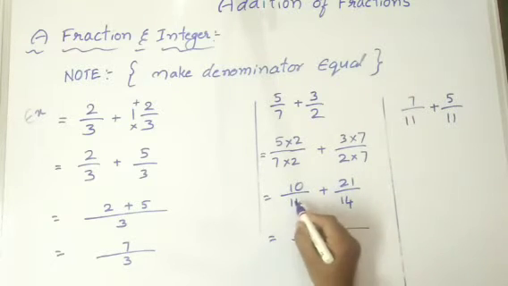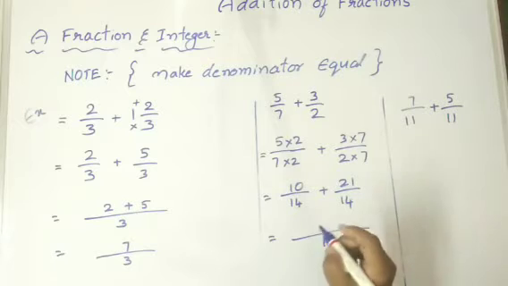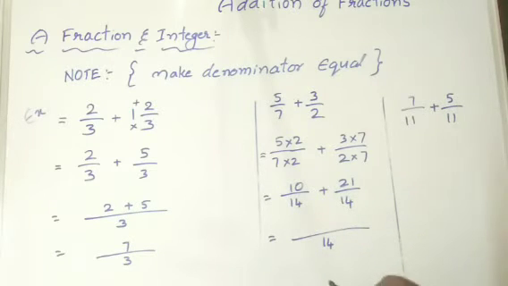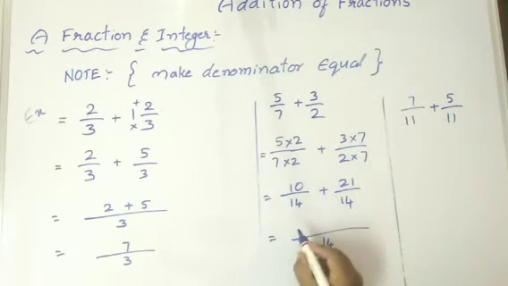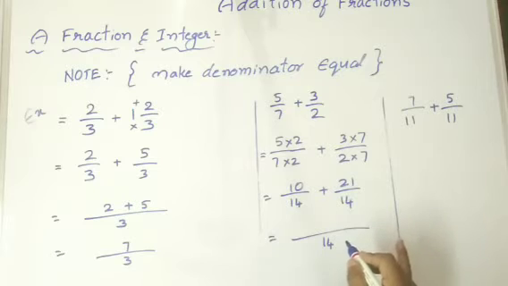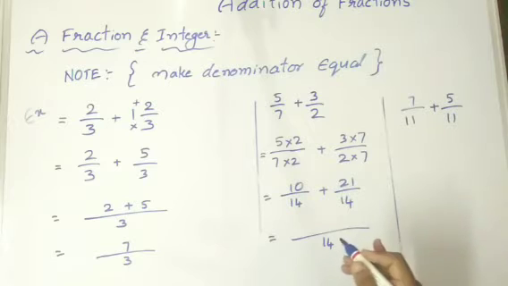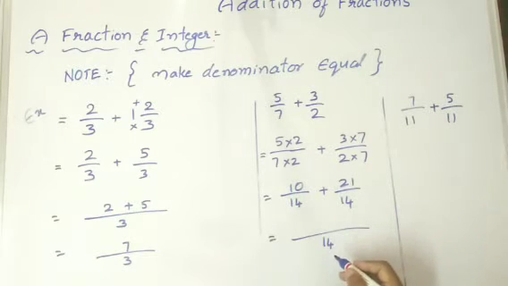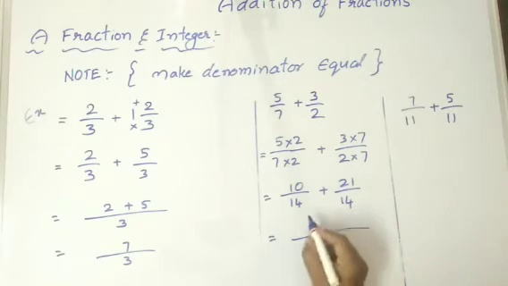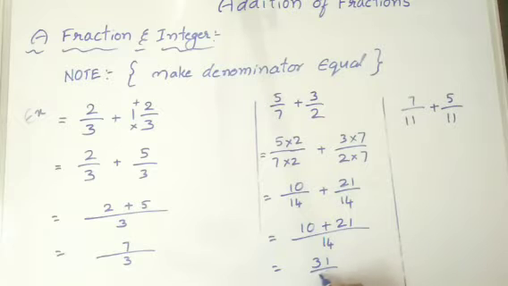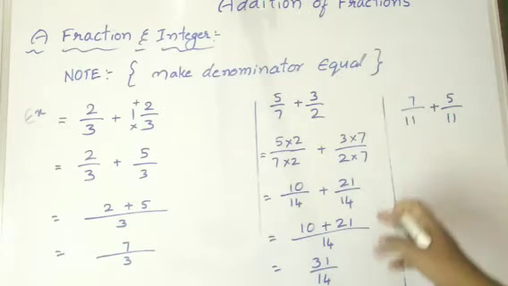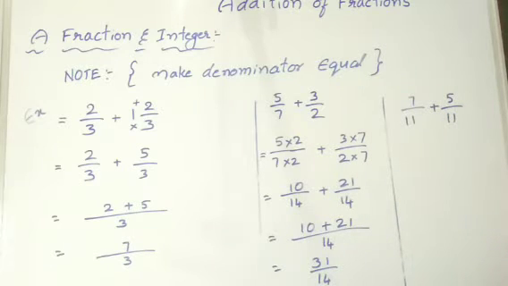See, now the denominators are the same, so I write the denominator only a single time, but the numerators I can add. I explained this in pictorial form; you can watch the video once again to get an idea why we write the same denominator. So 10 plus 21 leads to 31 by 14. See, it's an improper fraction. By seeing the question only, I said it is an improper fraction.